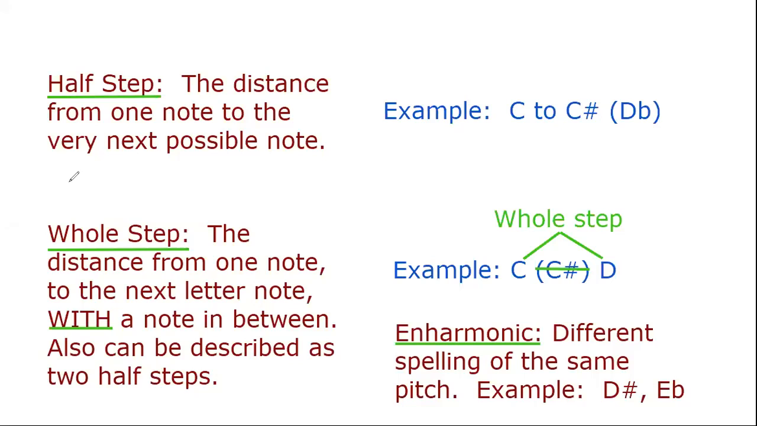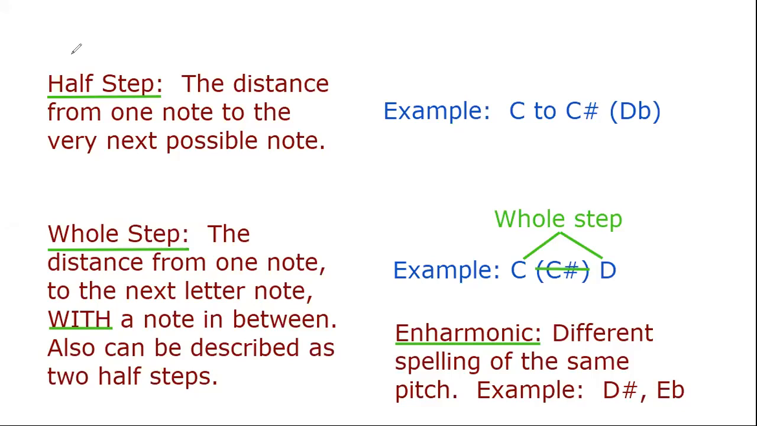I'm going to share a whiteboard with you, and I've already pre-done some of this to save us some time. So a few definitions that we need to know to get started. The first one is half step. And a half step is defined as the distance from one note to the very next possible pitch.